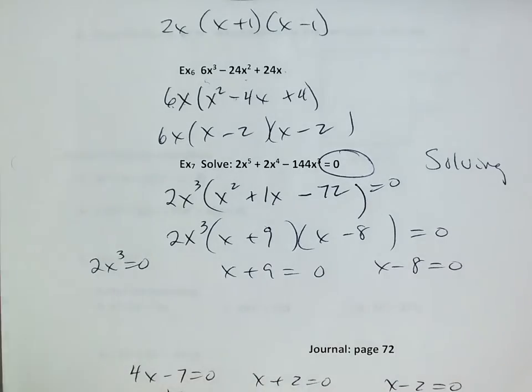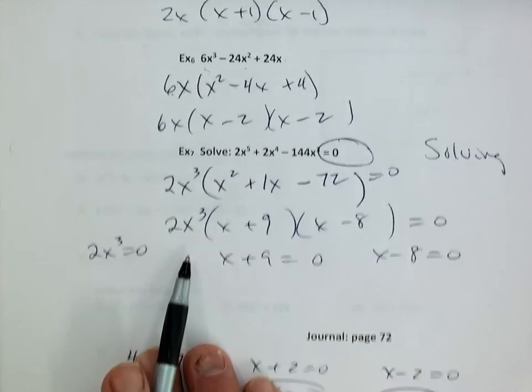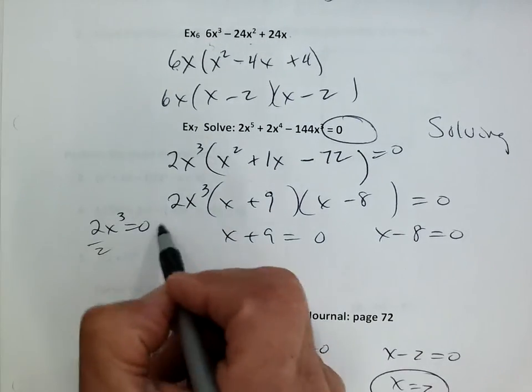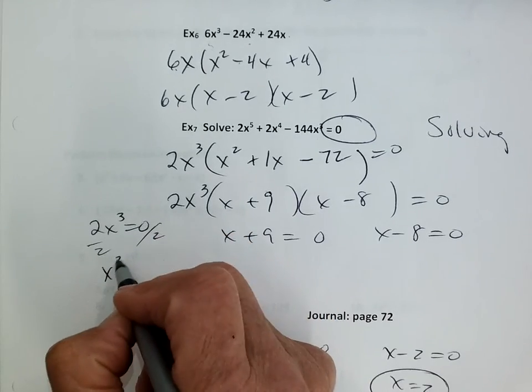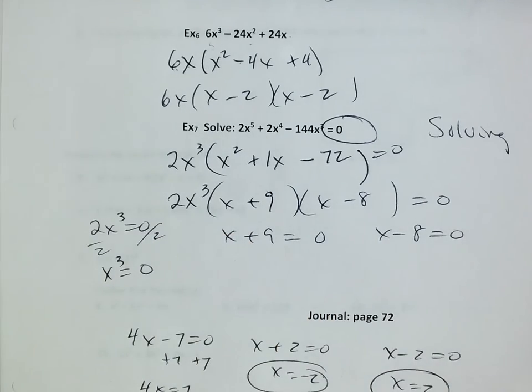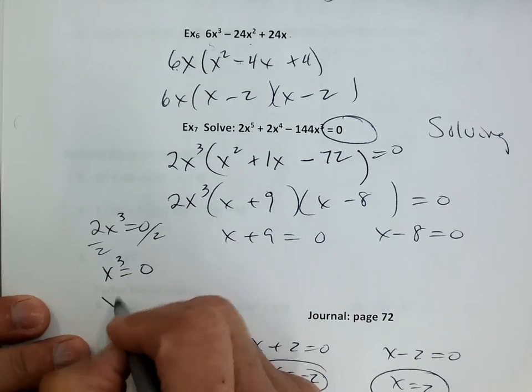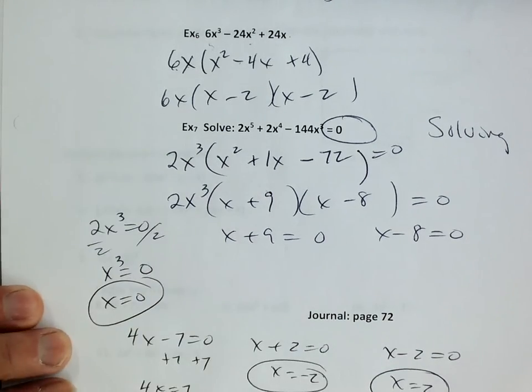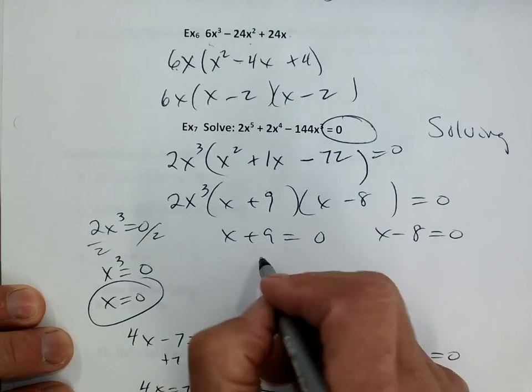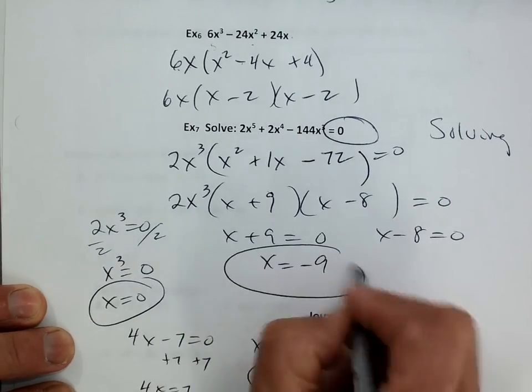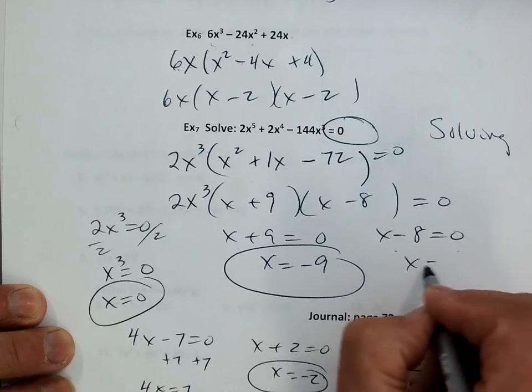Now this one looks hard, but it's not really that hard. Because if we divide by 2, we get x cubed equals 0. And it's got to be 0, because 0 times 0 times 0 makes 0, right? It's got to be 0. So one answer is 0, okay? Minus 9, plus 8, and there they are.